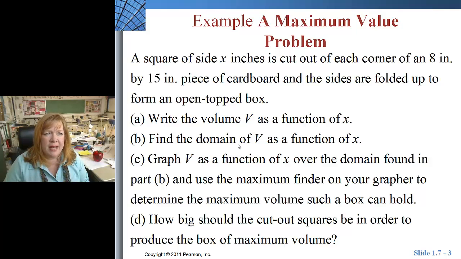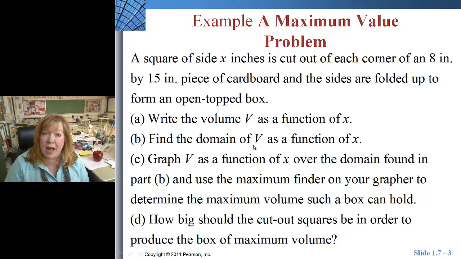A square of side x inches is cut out of each corner of a piece of cardboard. They're going to fold up the sides to make an open-topped box. And we want to know what the maximum value would be. So we're going to write a volume as a function of x. We're going to find the domain.